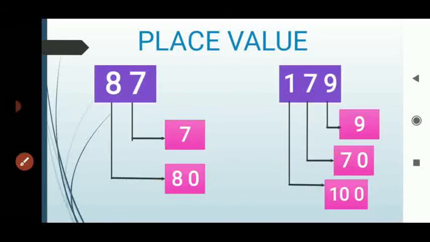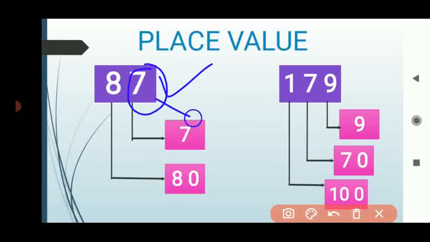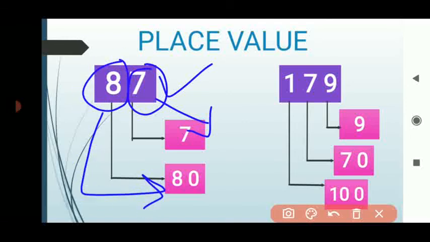Now we can also represent the place values in this graphical way. You can make the boxes and show the place value. Now the first number is 87. So what is the place value of 7? It will be 7. No 0 will be there because it is at the ones place. The place value of 8 will be 80. In the tens place, we will add one more 0.